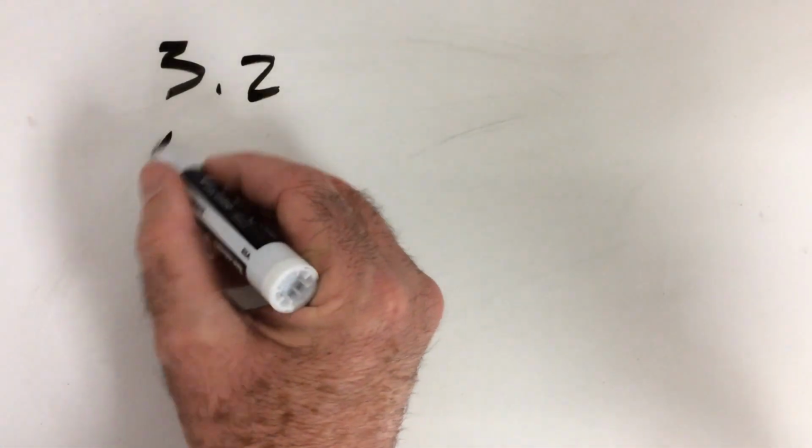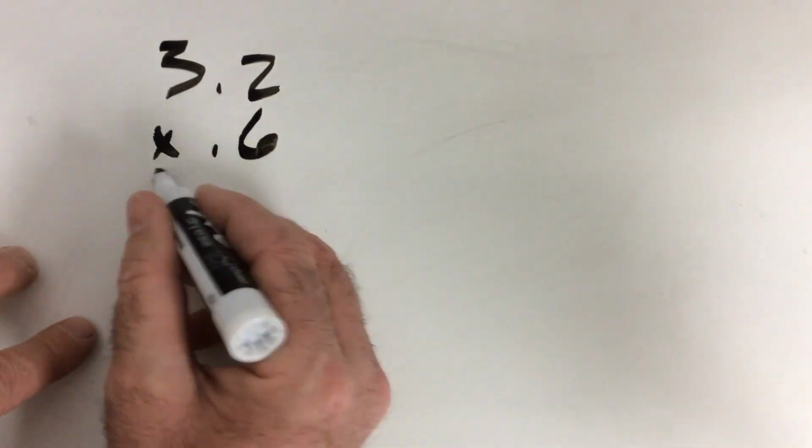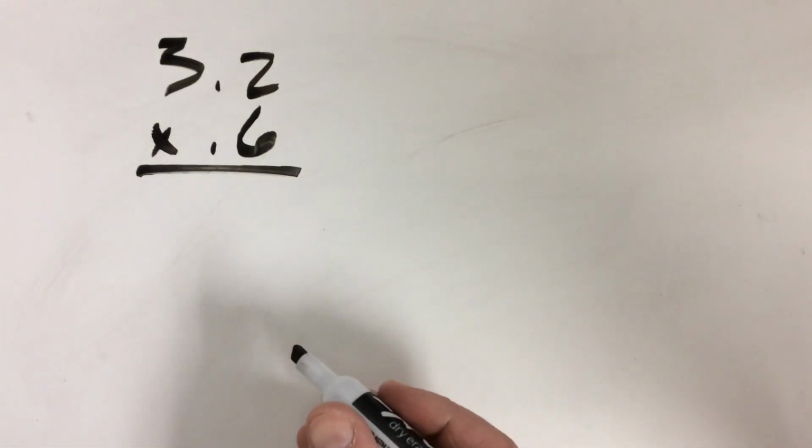Decimals. Pretty straightforward. Let me take a simple one, 3.2. Actually I should say 3 2/10, and we're going to multiply it by 6/10. Now, these decimals happen to be lined up. You don't line the decimals up for multiplication. You do for addition and subtraction. It just happened that they lined up. I didn't line them up on purpose, so don't think that we've got to line those up.